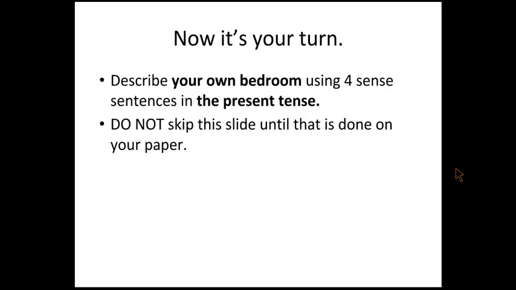All right, great job. Now it gets a little harder. You don't have a picture to draw from. You're going to be thinking about your own bedroom, your bedroom at home. And using 4 sentences, you're going to describe your bedroom. You're going to do this in the present tense. So you're going to say it looks, it sounds, it smells, it feels. You're writing 4 complete sentences. Do not skip this slide until that is done on your paper.